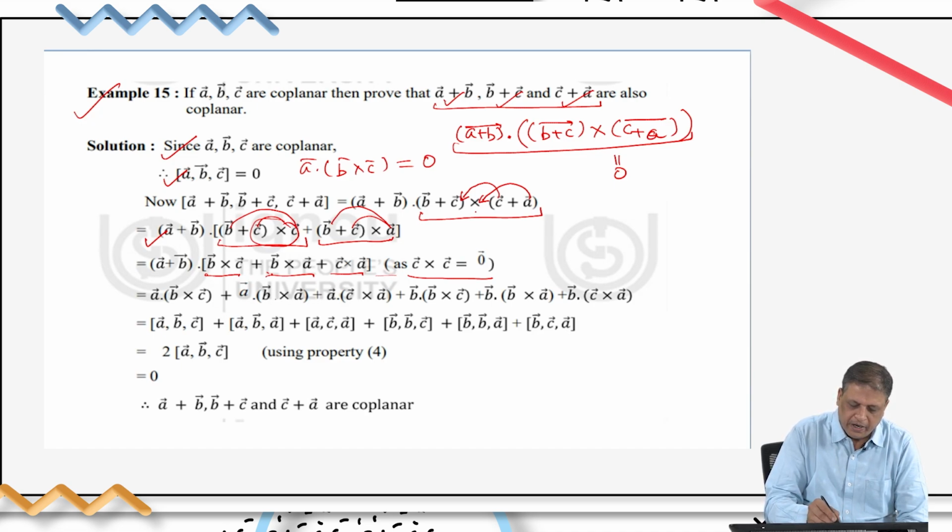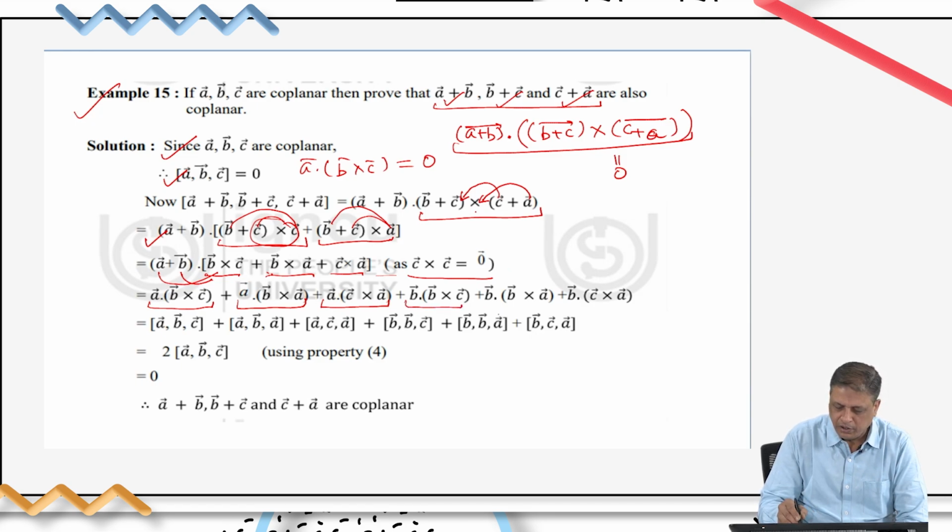Now, we expand the dot product part. So, we take the dot product with vector A. With the first vector it will be A dot B cross C, with the second vector it will be A dot B cross A, with the third vector it will be A dot C cross A. Similarly, the dot product with vector B will be taken. So, first it will be B dot B cross C, then B dot B cross A and B dot C cross A.